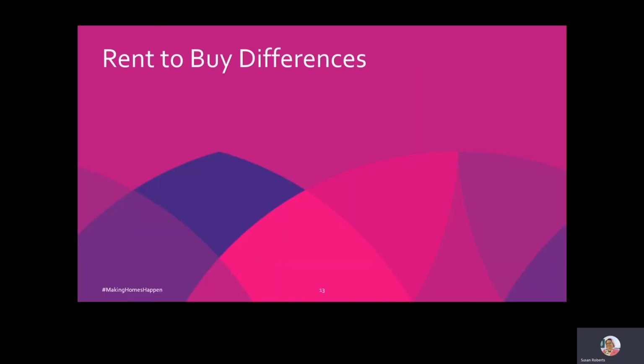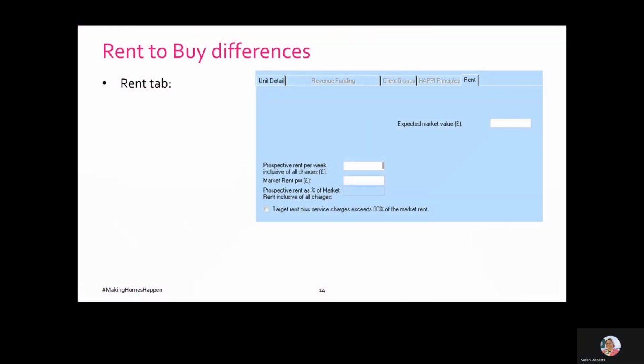So next, the difference is on a rent to buy line. On a rent to buy line, the only difference is on the rent tab. The tab that you get is the same as the affordable rent line rather than the shared ownership one, even though rent to buy is a home ownership product. But that's the only difference that you'll find on a rent to buy line.